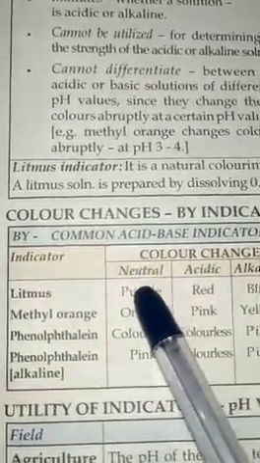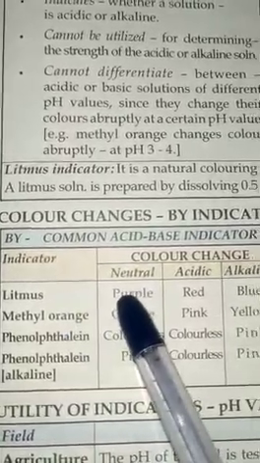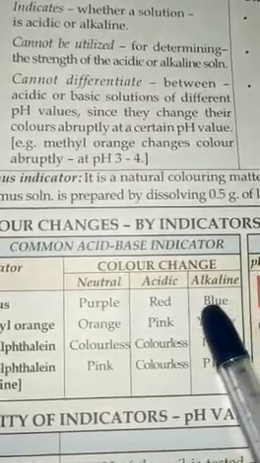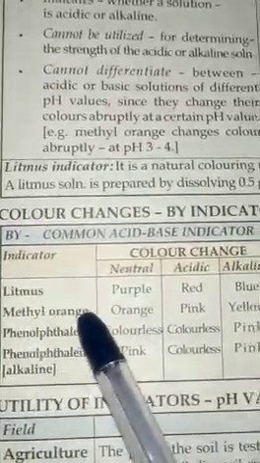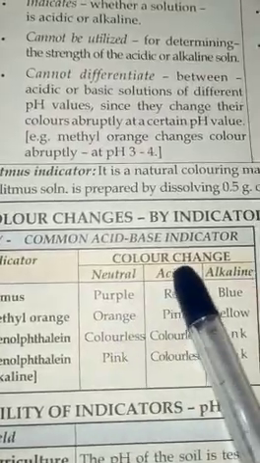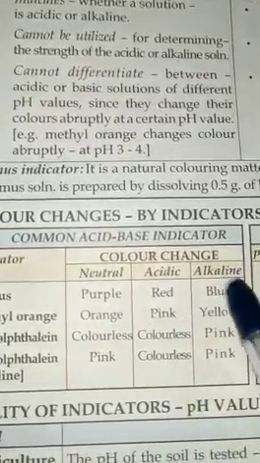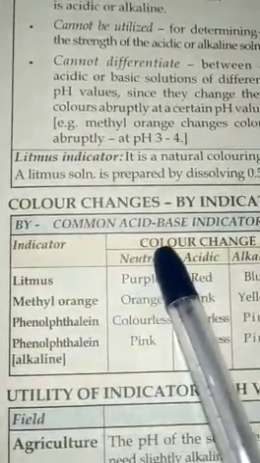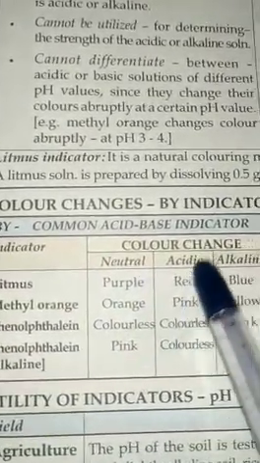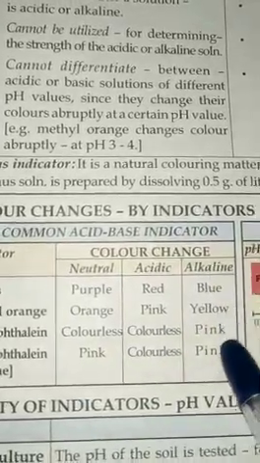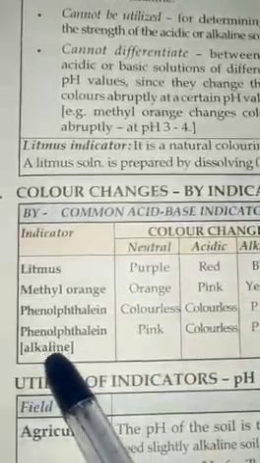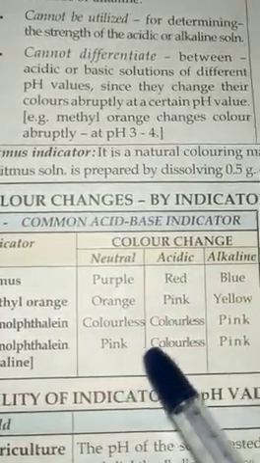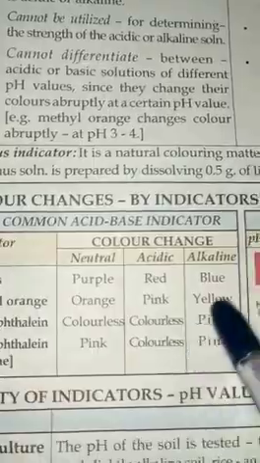In neutral, the litmus will turn purple, in acidic it will turn red, and in alkaline it's blue. Okay, now methyl orange: in neutral it will remain orange, in the acidic medium it will turn pink, and in the alkaline it will turn yellow. Then phenolphthalein: in neutral it is colorless, in acidic it is also colorless, and in alkaline it will turn pink. Then phenolphthalein in alkaline medium: in neutral it will turn pink, in acidic it's colorless, and in alkaline it's pink.